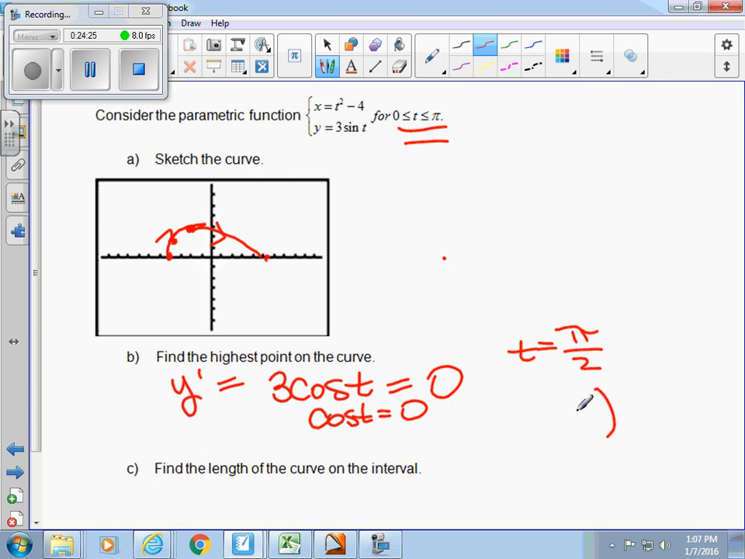Everyone agree? Sine of pi over 2 is 1. The x value would be pi over 2 squared minus 4. As you know with AP, you could either leave that as pi over 2 squared minus 4, or you could go find an actual value depending on if you were calculator or non. If you were non-calculator, my answer would look like that. I wouldn't try to do anything weird with that pi over 2 squared.